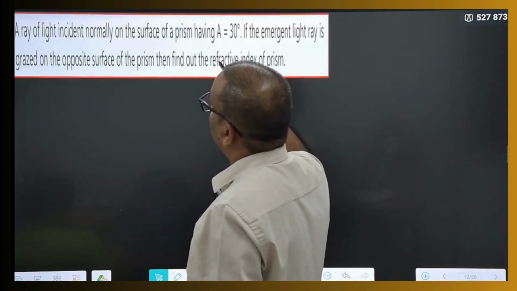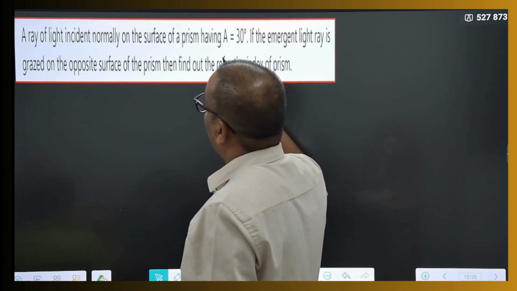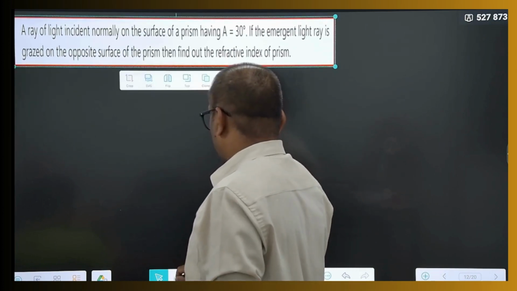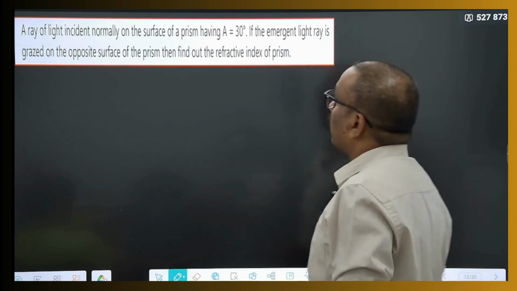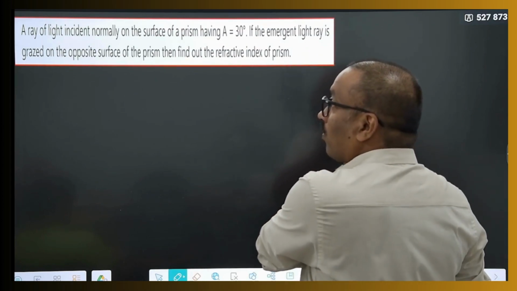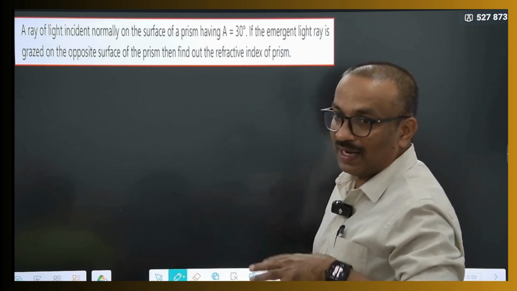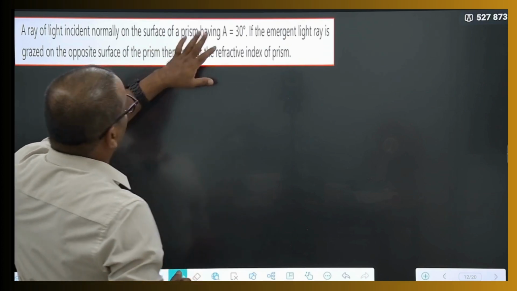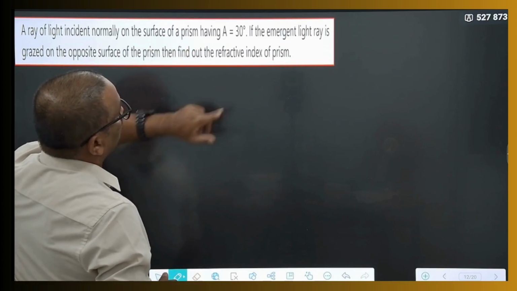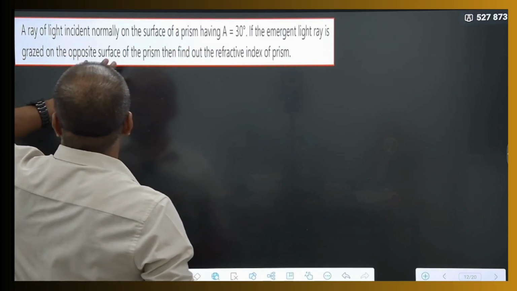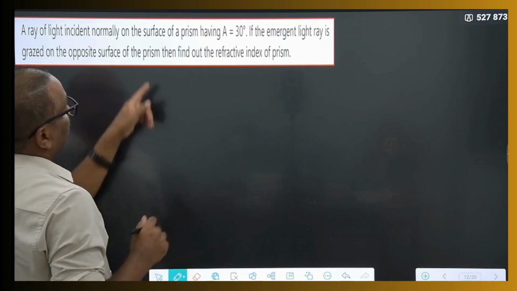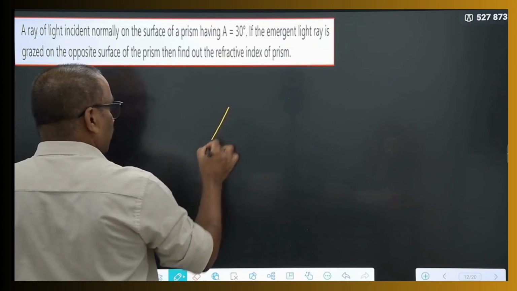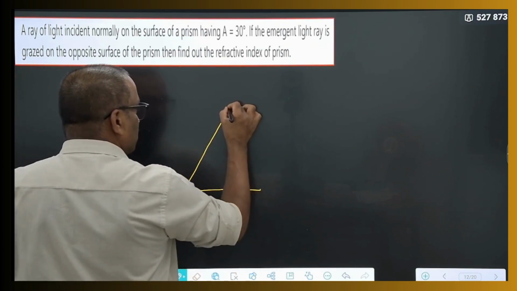Right? So a ray of light, okay, if you are not able to see, please concentrate on my words. A ray of light is incident normally on the surface of a prism. Normal incidence, meaning that's all. So here the surface of the prism, angle A is equal to 30 degree. The emergent ray grazes the opposite surface of the prism. So find the refractive index. Very important, very easy. So first of all you need to understand the question here.